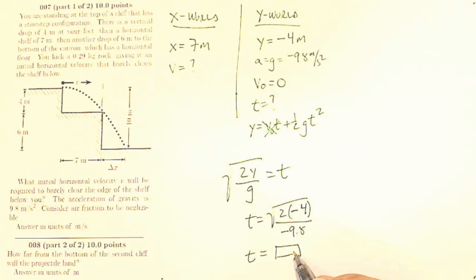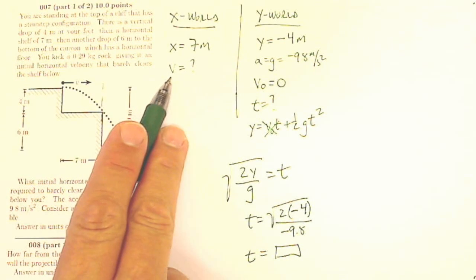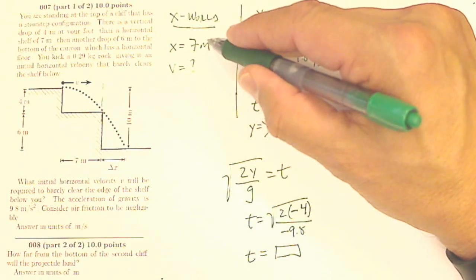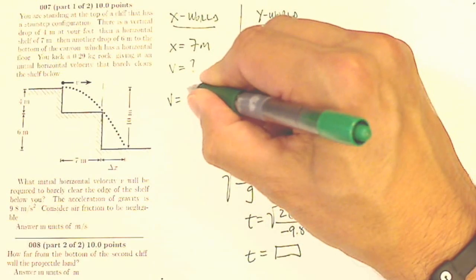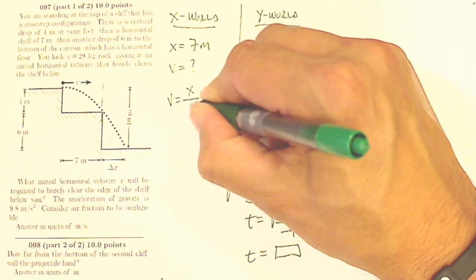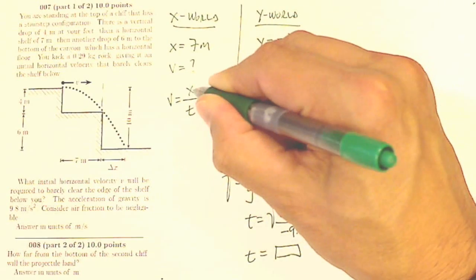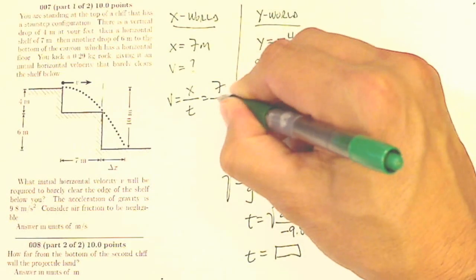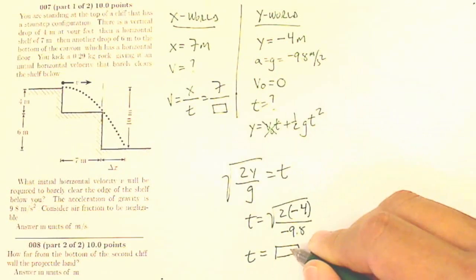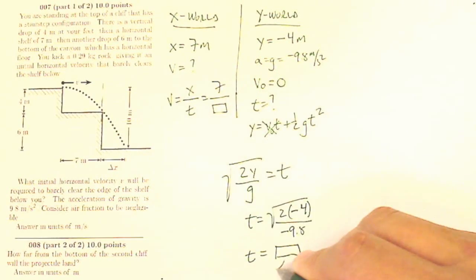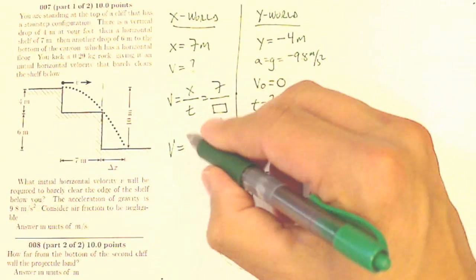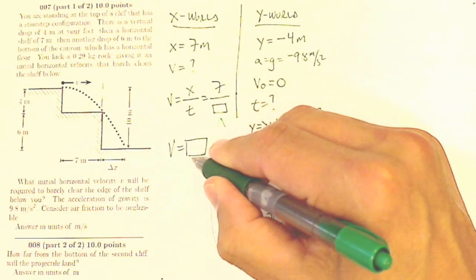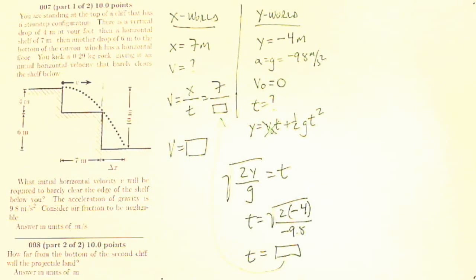Now, what do I do with that time to figure out what my velocity is? Well, I know it moves 7 meters in that amount of time, so my velocity is just my displacement over my time. So it's going to be my displacement of 7 meters divided by the time that I got down here. This time goes right in here. And that will give me a velocity that it is traveling when it leaves. So there is my velocity in the x world. That will be the answer to question number 7.